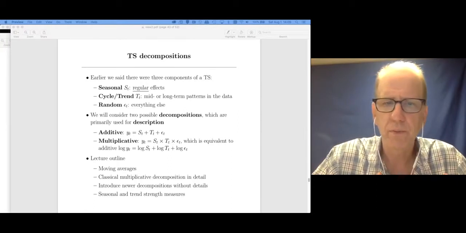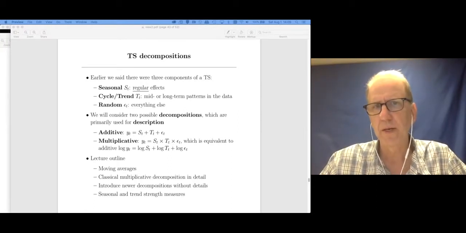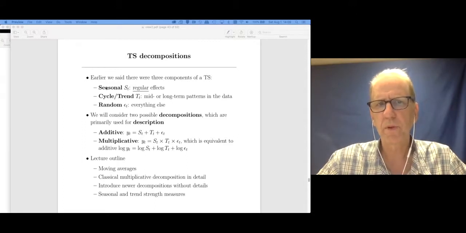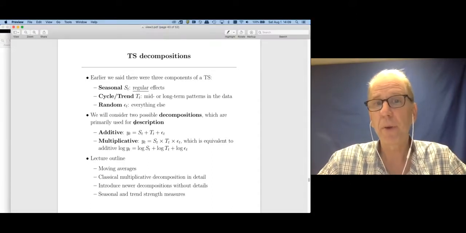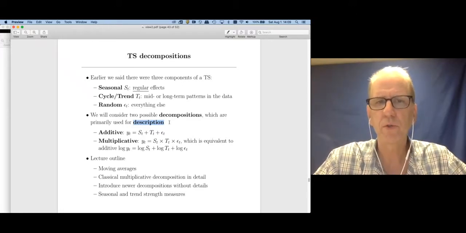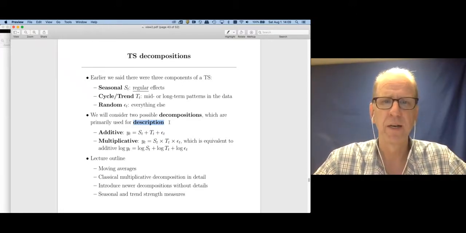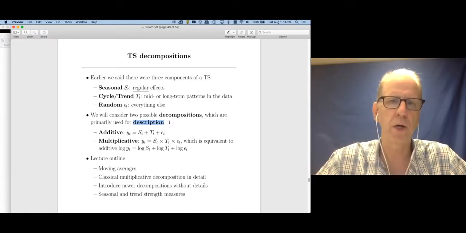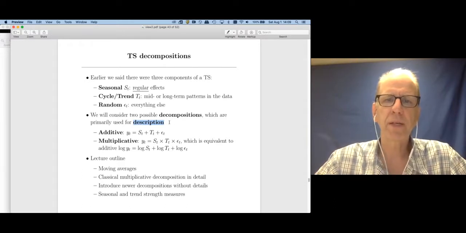What a decomposition is going to do is help us understand what is the seasonal part, the cycle trend part, and then everything else. Really, what you should remember about decompositions is that they're primarily used for description. Now we'll see that we could potentially use these also for prediction, but we're going to have much better models for prediction later on. So I would say basically use this for description only.